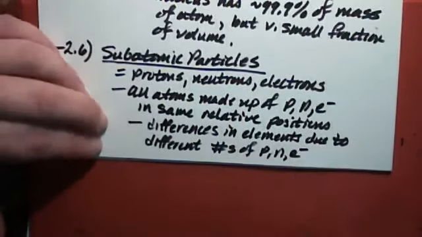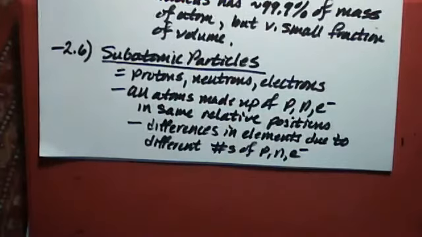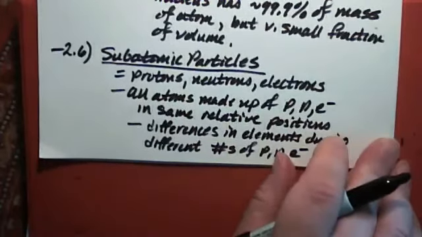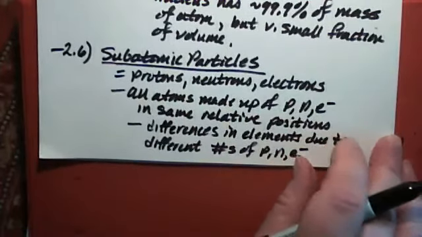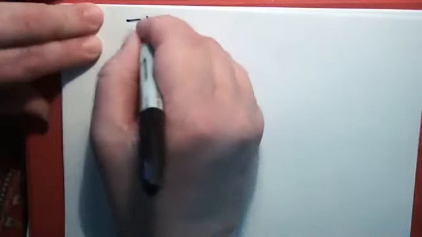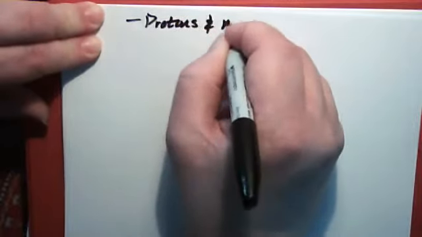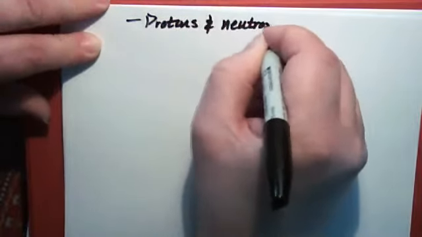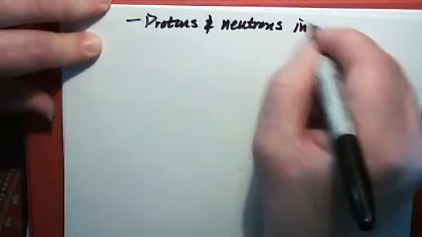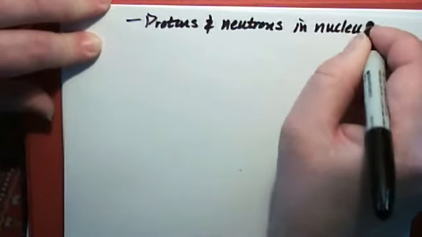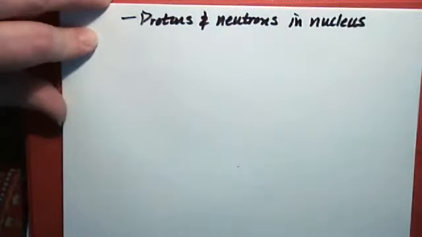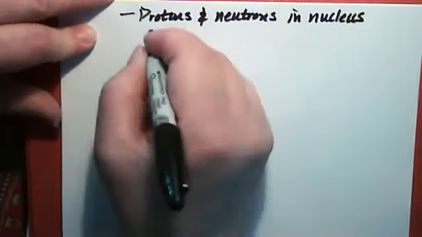Just having the same particles in different proportions can mean a pretty enormous difference in the chemical and physical properties of atoms. Okay, the protons and neutrons are in the nucleus, and they have similar masses.